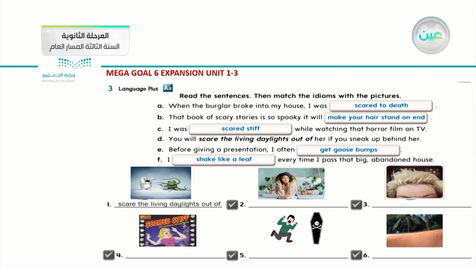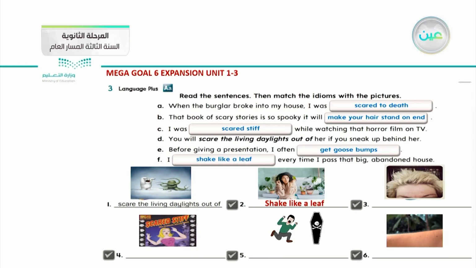Okay, number one, when the burglar broke into my house, I was scared to death. What do you think is the suitable one? Is it that one, or the second one, or that one: get goosebumps, or scared stiff? What do you think is the right one? So let me check. Number one, scare the living daylights out of, is suitable with that one.